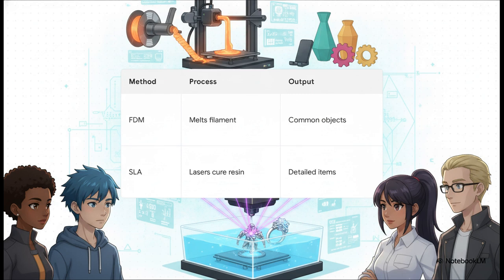Next is SLA, or stereolithography. Instead of melting plastic, SLA uses incredibly precise lasers to cure and harden a pool of liquid resin into solid plastic. Because lasers can be controlled with microscopic precision, SLA produces highly detailed objects. It is the absolute go-to choice for things like intricate tabletop miniatures or complex jewelry molds.